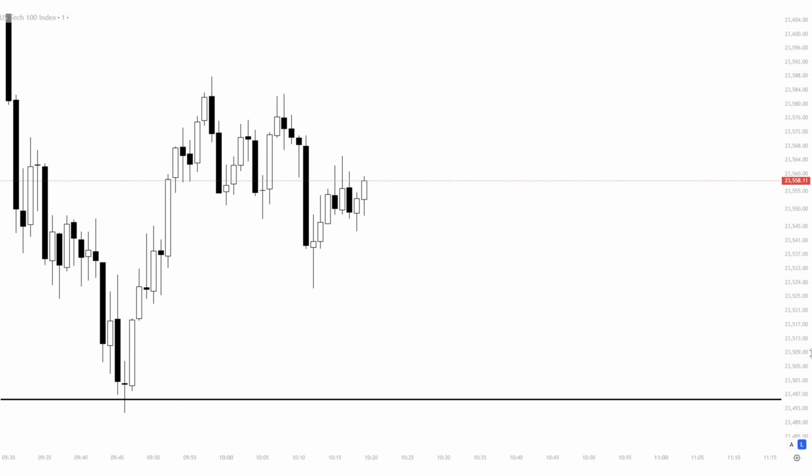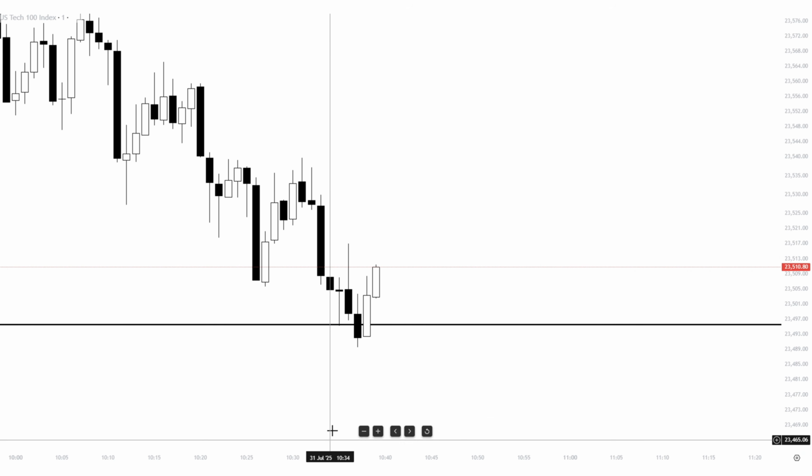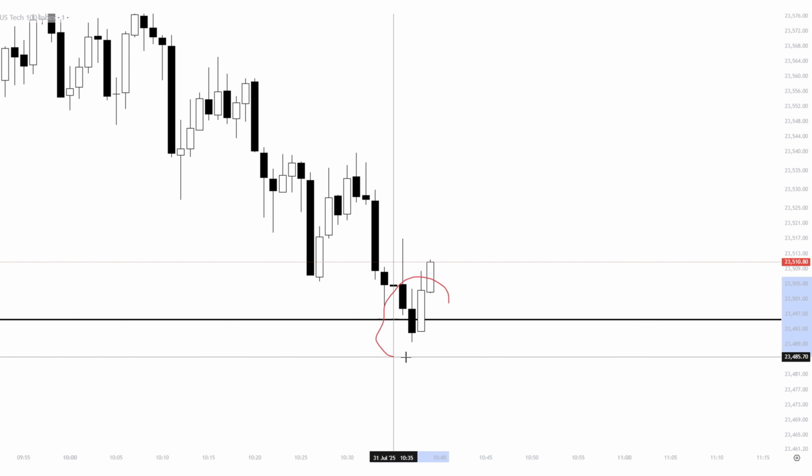We're slowly moving down, approaching the range low. Range that breaks later on. A break is valid only if we have a candle closure below, and we have that here. Now we can also apply some simple market structure concepts.